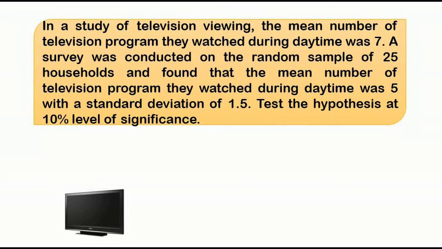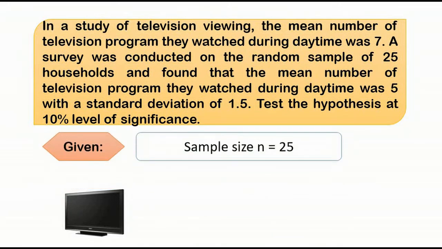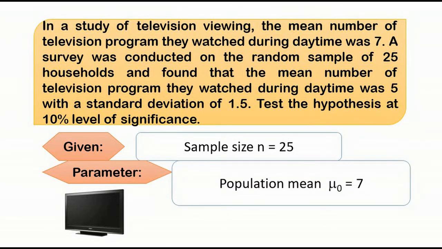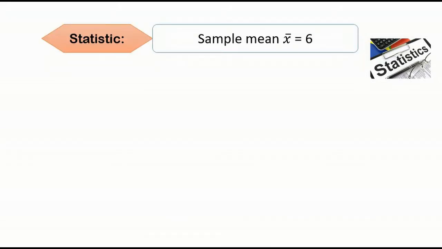In a study of television viewing, the mean number of television programs watched during daytime was 7. A survey was conducted on a random sample of 25 households and found that the mean number of television programs they watched during daytime was 5 with a standard deviation of 1.5. Test the hypothesis at 10% level of significance. Given: sample size n is equal to 25. Parameter: population mean mu is equal to 7. Statistic: sample mean x bar is equal to 6.